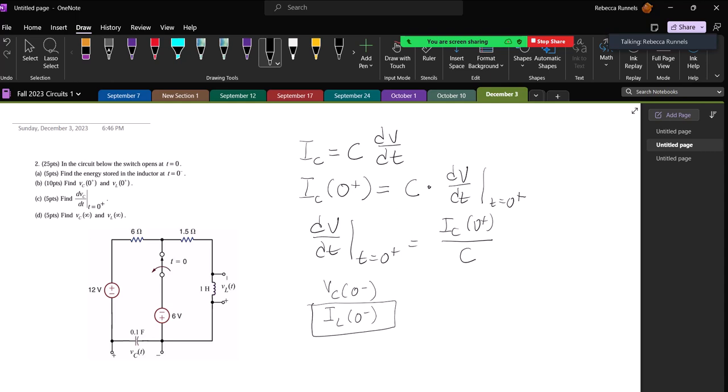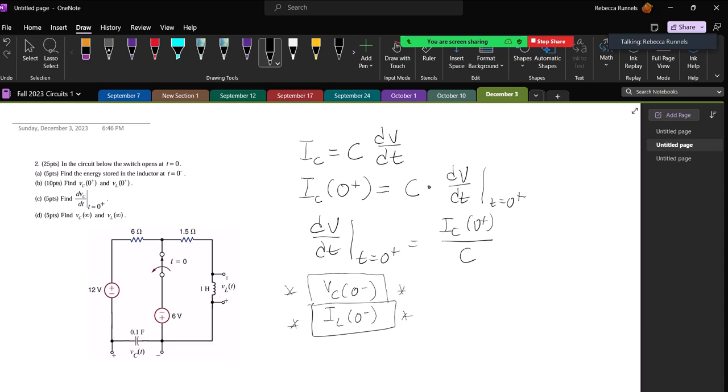Anytime you have a problem with an inductor and a capacitor and you've got some sort of switch action, you'll want to find the current through the inductor at 0 minus and the voltage across the capacitor at 0 minus, because those are the things that are most important and can't change. You're always going to want to find those.